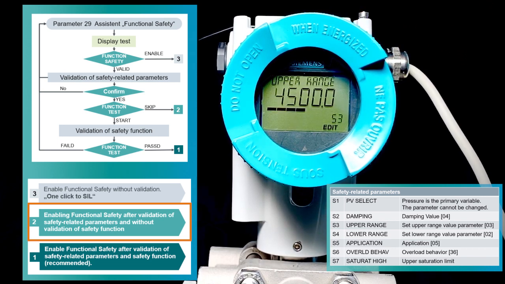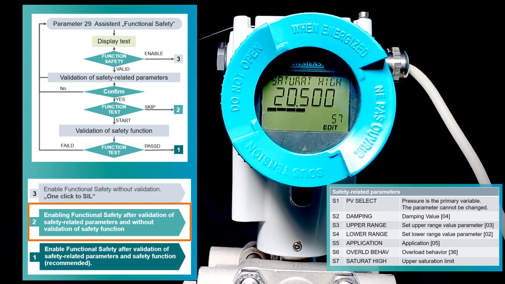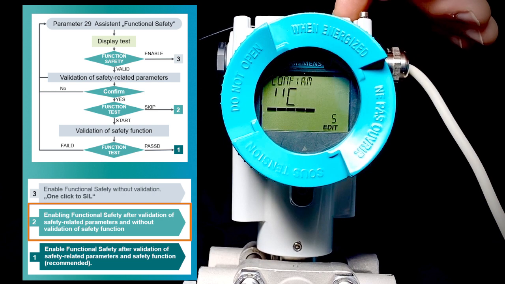S3. Upper range, right arrow button. S4. Lower range, right arrow button. S5, application is pressure, right arrow button. Overload behavior, right arrow button. S7, upper saturation limit. After pressing the right arrow button again, the Confirm window appears. To complete the validation of the safety-related parameters, confirm with Yes.